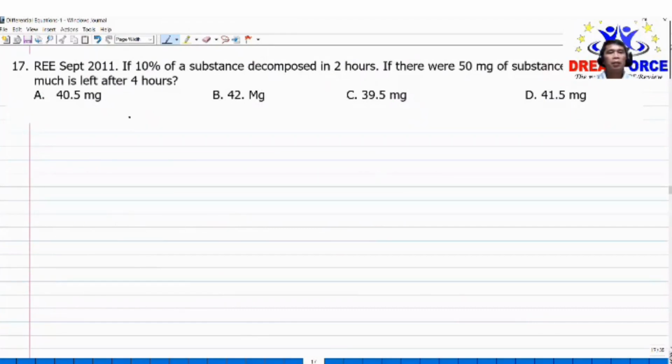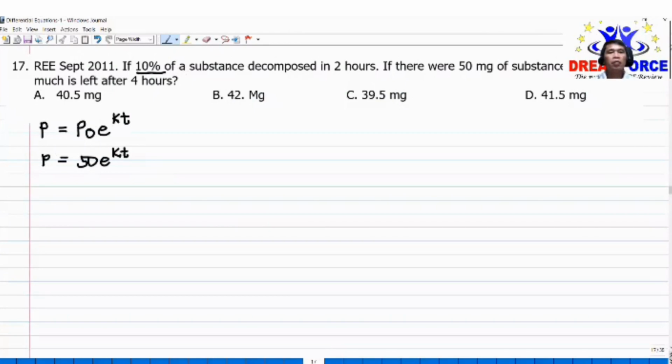Okay, number 17. If 10% of a substance decomposed in 2 hours, if there were 50 milligrams of substance initially, how much is left after 4 hours? So ito yung problem is decomposition. So yung equation niyan, P is equal to PO e raised to KT. Okay, yung PO initial amount, so yung initial amount ay 50. 50 e raised to KT.